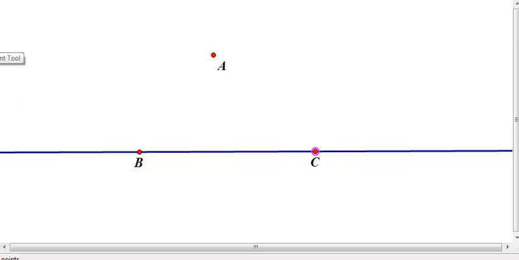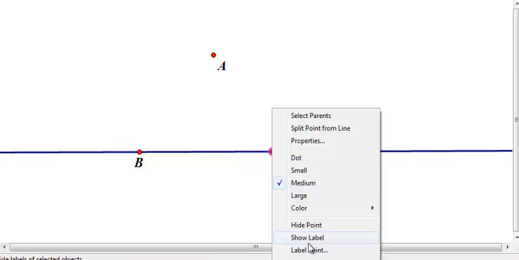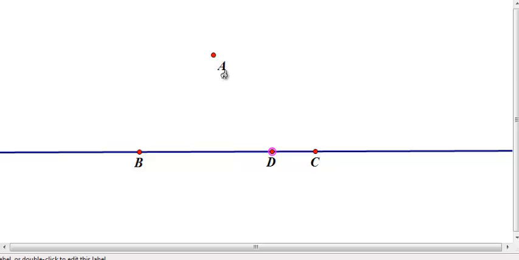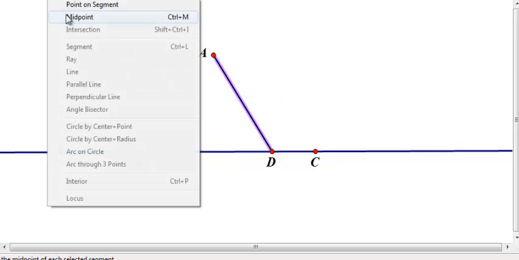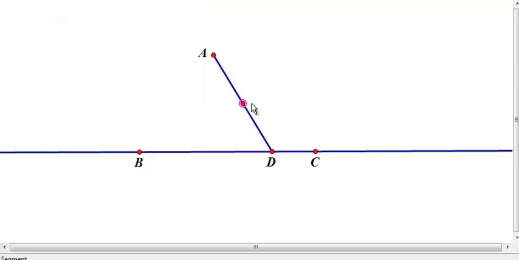Now in order to trace the parabola whose focus is at A and directrix is at BC, let us take any arbitrary point on BC and name this point as D. Now join AD. We join AD by the segment AD. Also, we find the middle point of AD. Let's call it as point E.